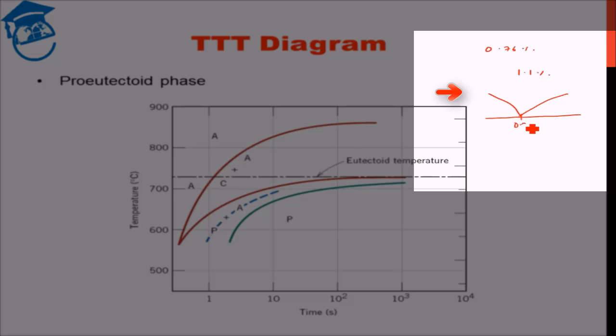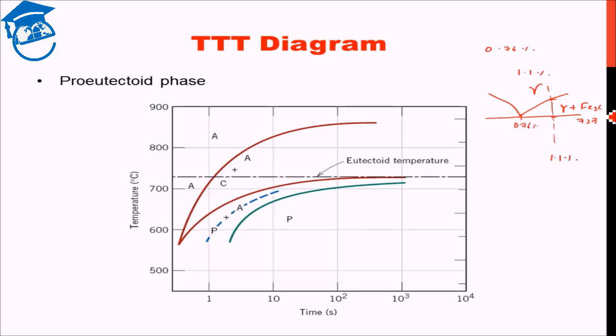This is 0.76% carbon. This is 727 degrees Celsius. Here we have gamma. Here we have gamma plus Fe3C, and let's say we are at 1.1% here. Initially we have 100% gamma, that is austenite, but in this region we form austenite plus cementite, that is, austenite remains and cementite is formed additionally. This is called proeutectoid cementite, if you remember. That is reflected in the TTT diagram also.